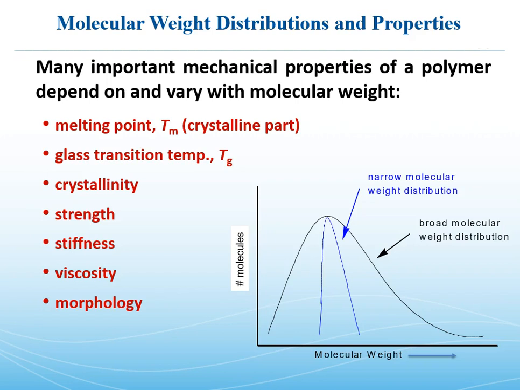These distributions can be narrow or broad. This depends on how they're synthesized and to a lesser extent how they're processed. The properties of the polymer will depend on both the height of this distribution, or its position in molecular weight, and its width. So in terms of the average molecular weight, we'll be looking at different ways to calculate the position of that peak that you see on the graph. But it's also important to understand how wide the distribution is, because if it's very, very wide, even if the average is the same, the properties will be very different.